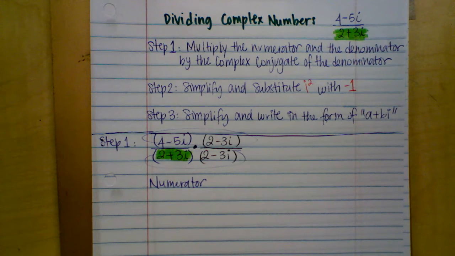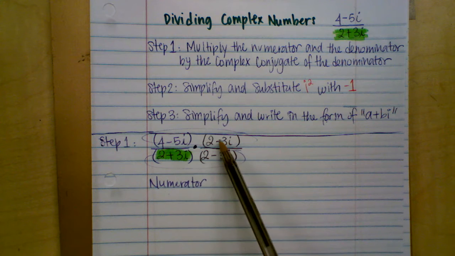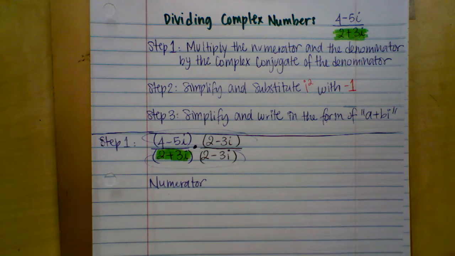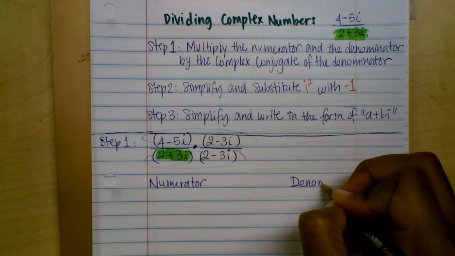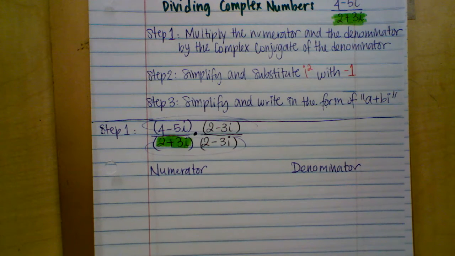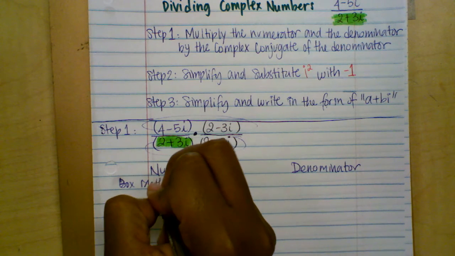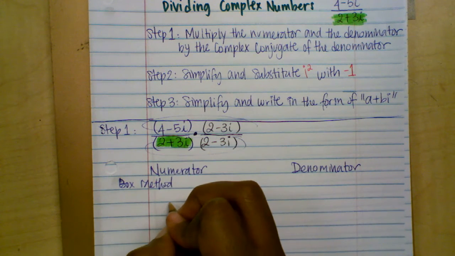You can use either the box method, like I showed you in my previous videos, or you can use the distributive property. For the numerator, I'm going to use the box method, and for the denominator, I'm going to use the distributive property, so you can see both ways. But make sure you use one way. Since I want to show you both ways, for the numerator, let's do the box method. So you have to do the box first.